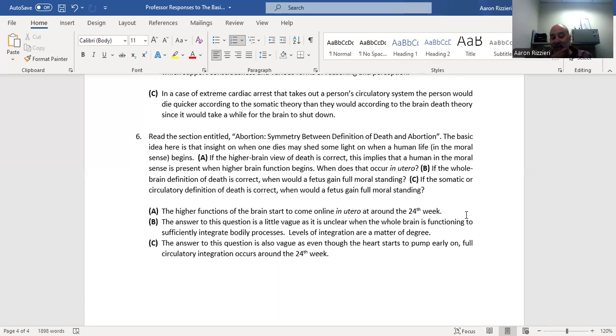And then question C, if the somatic or circulatory definition of death is correct, when would a fetus gain full moral standing? The answer to this question is also vague, as though the heart starts to pump early on, full circulatory integration occurs around the 24th week. And again, you have varying levels of integration leading up to that week. All right.